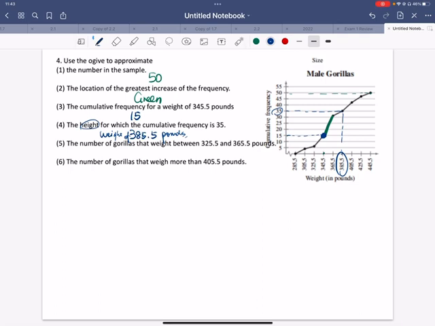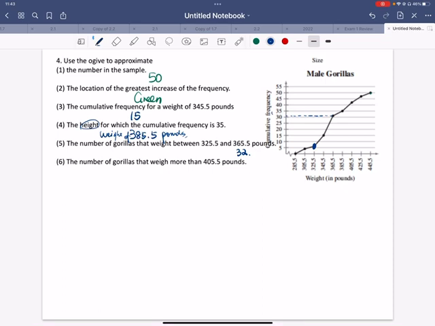Okay, number of gorillas between 325.5 and 365.5. 325.5 to 365.5. Okay, how many are between those two? Let's see where exactly this is. So we know up to 365.5, let me estimate there are 32. So 32 of them are less than 365.5.